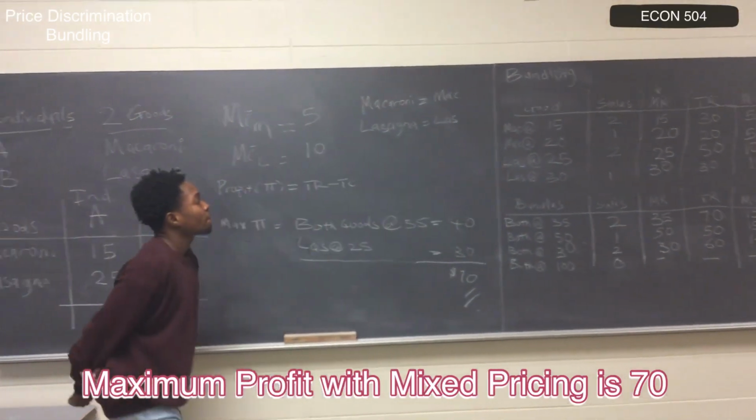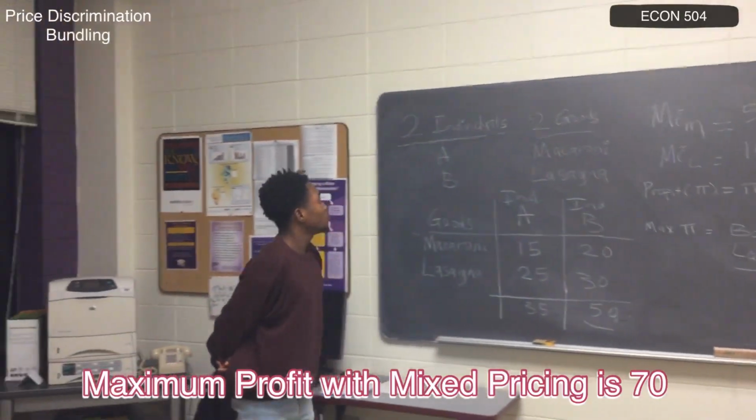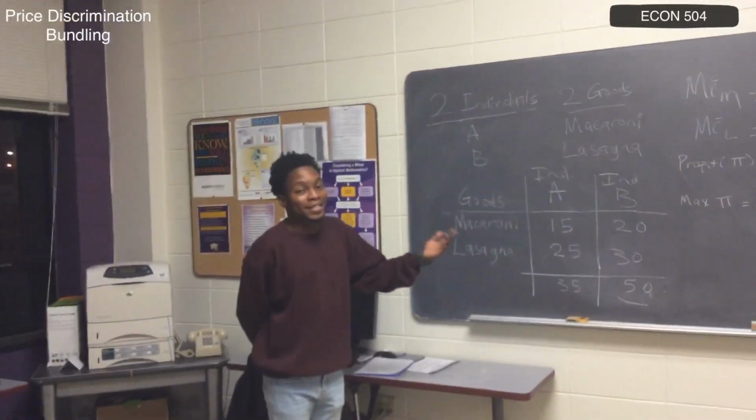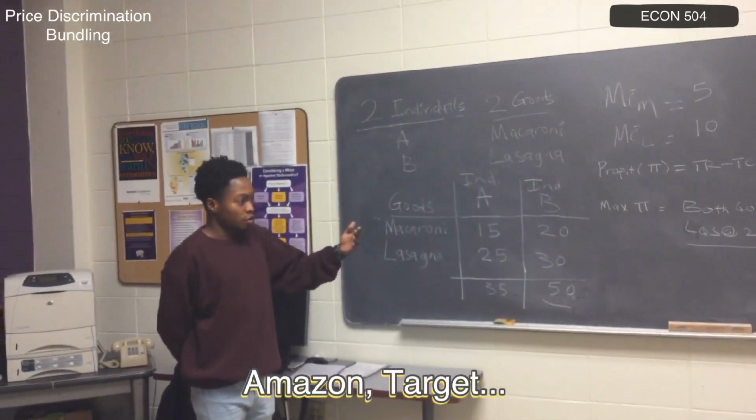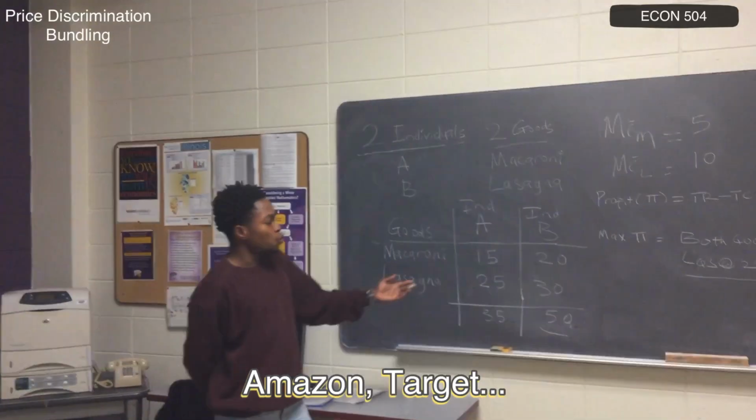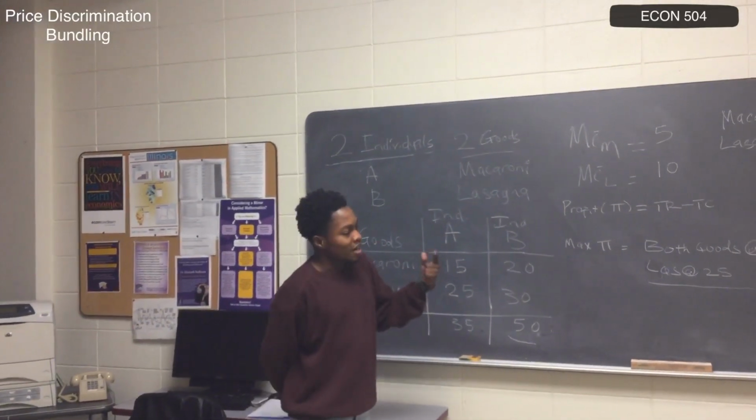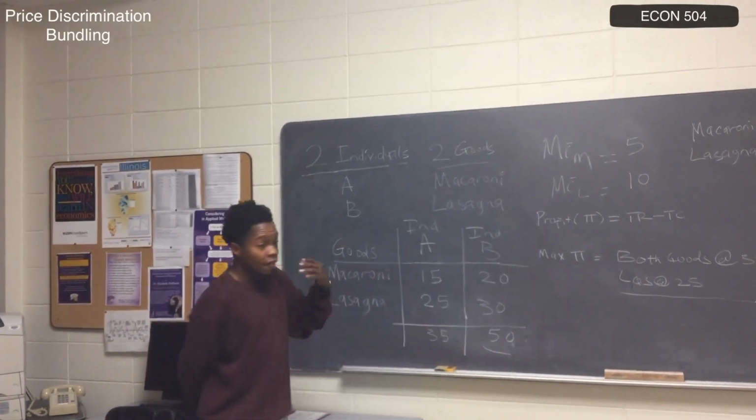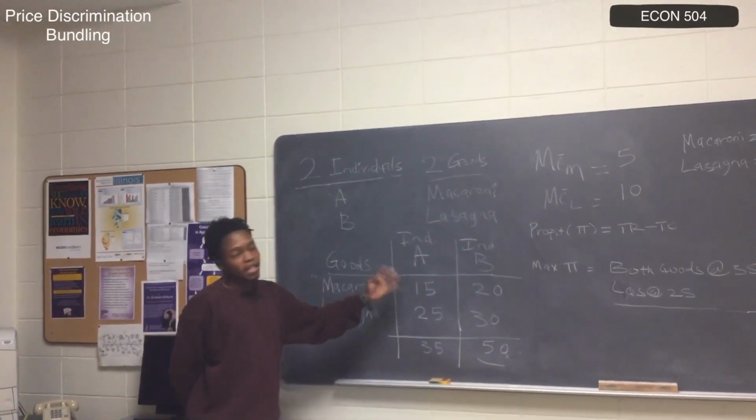So under this price discrimination strategy, this is what most producers or most sellers like Amazon, Target, Walmart, and the likes of them use to be able to maximize profit, but to also attract customers, because not everybody is willing to pay the same price for the same goods.